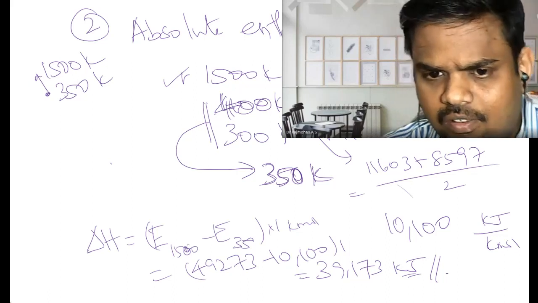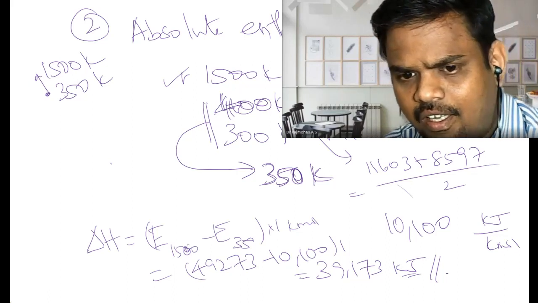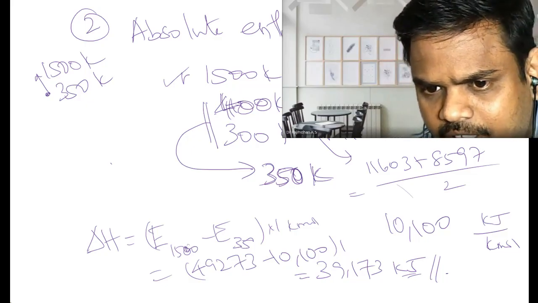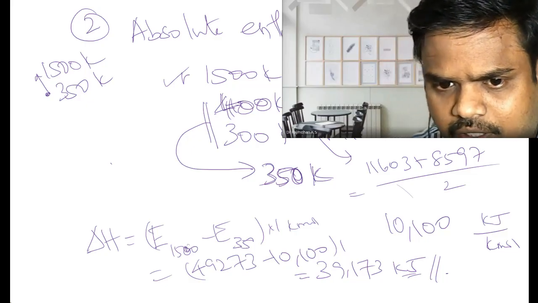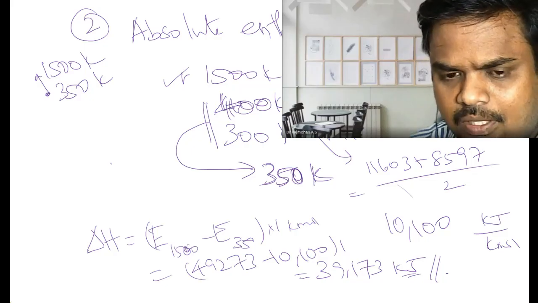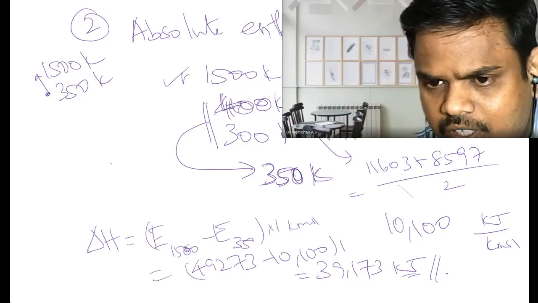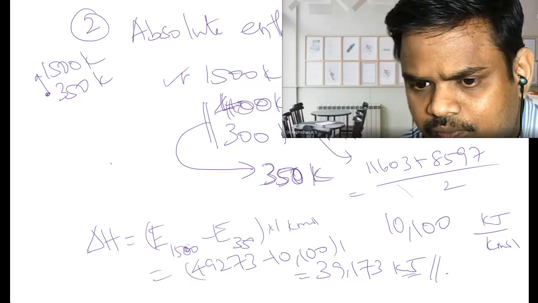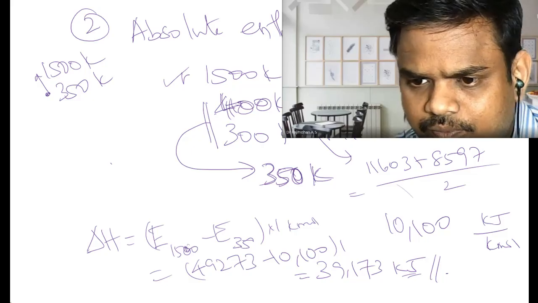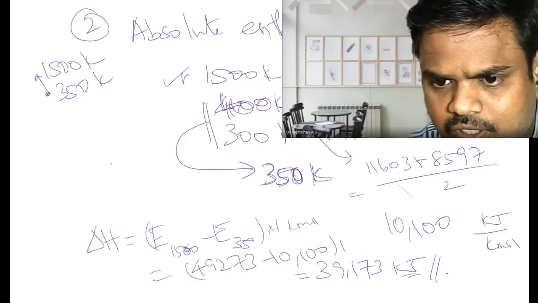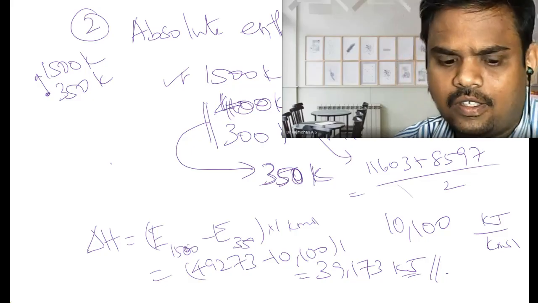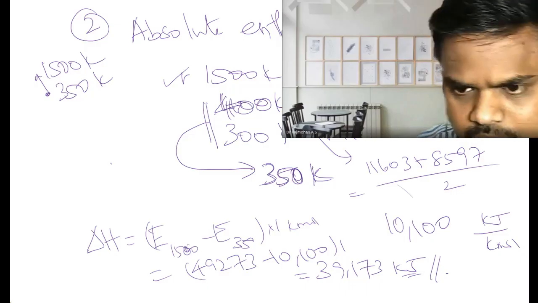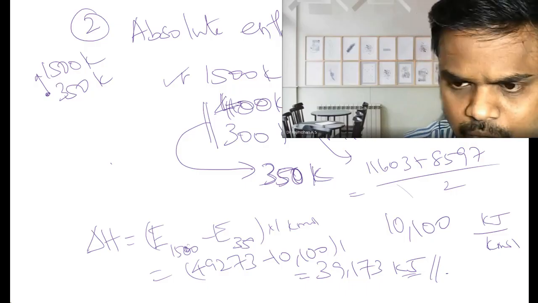Okay, so if it is given, we have data for 1500 directly, but for 350 what we can do is take an average, because the average of temperatures 300 plus 400 by 2 gives 350. Therefore we will have 11603 plus 8597 by 2 is equal to, so what we will get is 10,100. Okay, same units, kilojoule per kilomole.